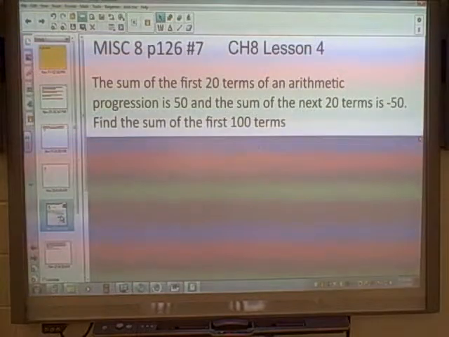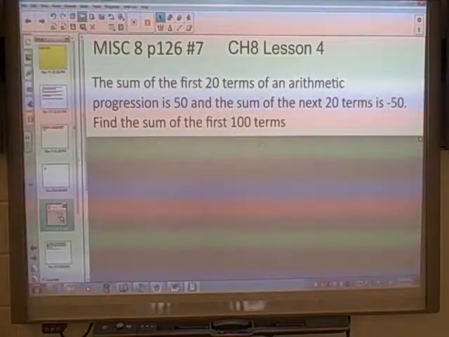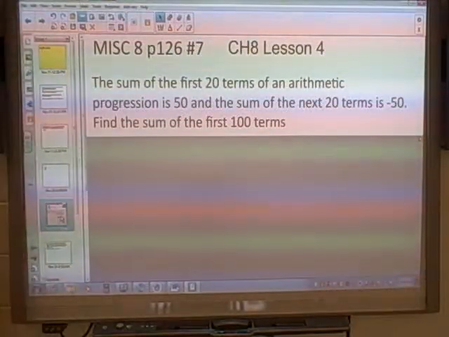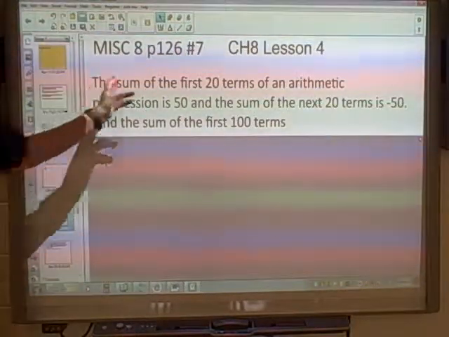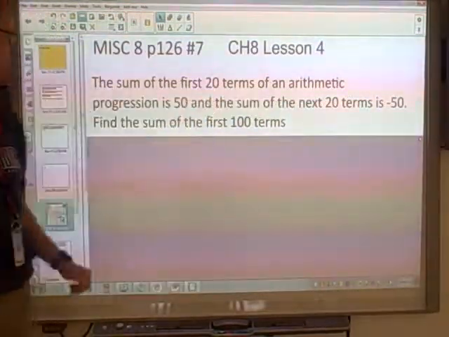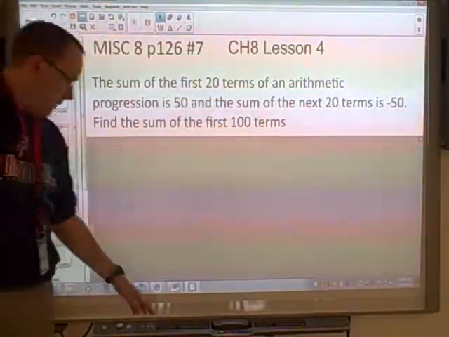So, having just finished chapter 8, we now move on to the miscellaneous exercise. We're going to start by looking at number 7. A slightly different question to what we're used to. We're given the sum of the first 20 terms, and then we're given the sum of the next 20 terms. And what we actually have to find is the sum of the first 100 terms.